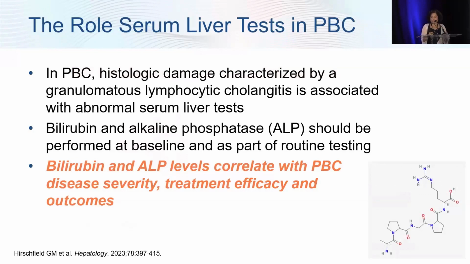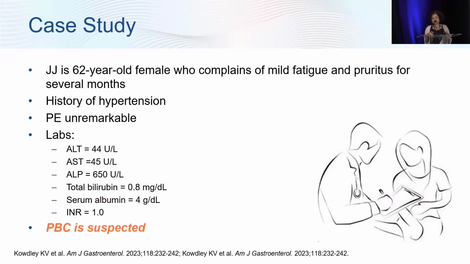In PBC, alkaline phosphatase and bilirubin have a very important role. Those levels are the ones that we monitor. We need them for diagnosis, for monitoring the disease activity and disease severity, and also for assessing treatment efficacy. So alk phos and bilirubin are very important.